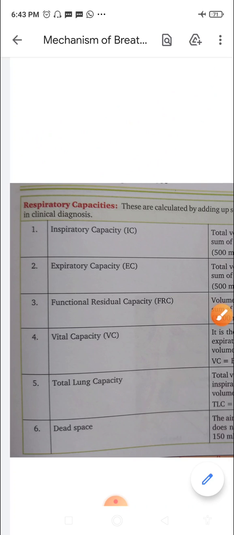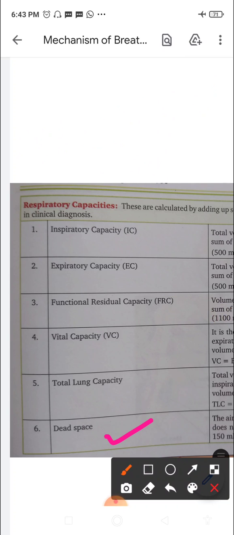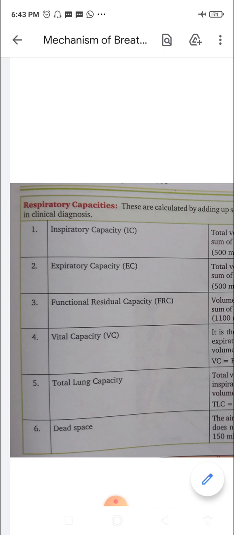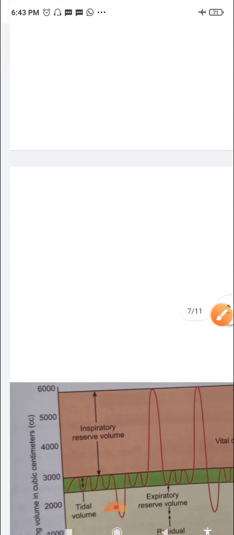Then comes the last thing, the dead space. So what is the dead space? The air contained in the respiratory passage. The respiratory passage is not only the lungs. This is called the dead space because it does not reach the alveoli and it is not used in gaseous exchange. So the dead space is always 150 ml. So that's the dead space that is present.